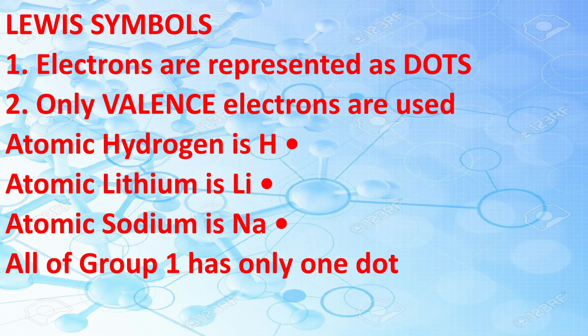Okay, now, what are Lewis symbols? Lewis symbols are electrons that are represented as dots. Only valence electrons are used.